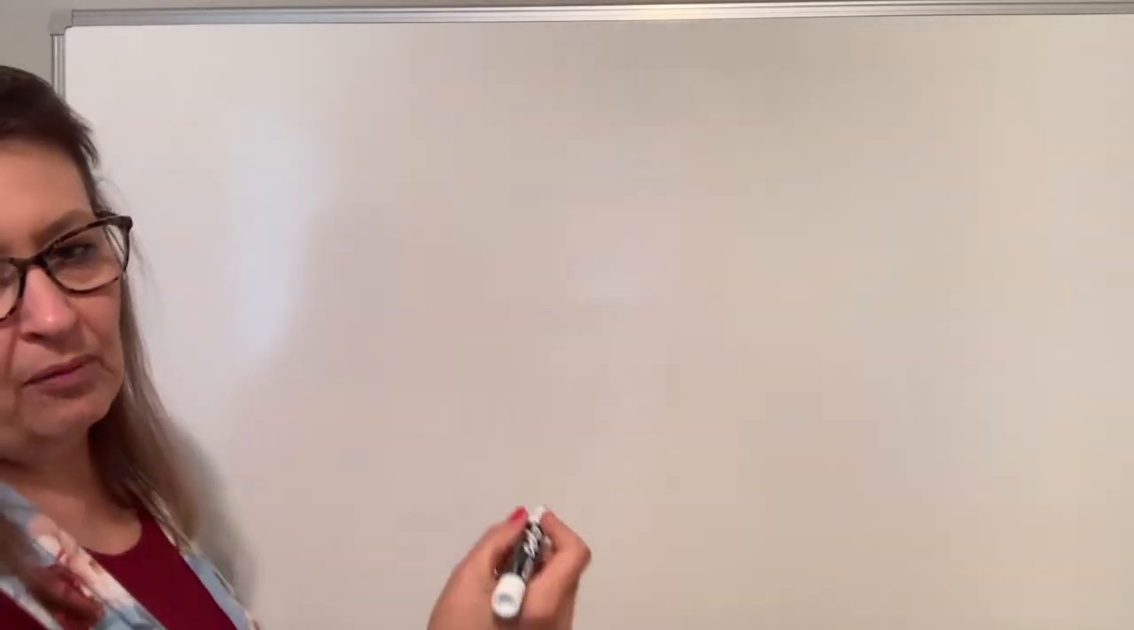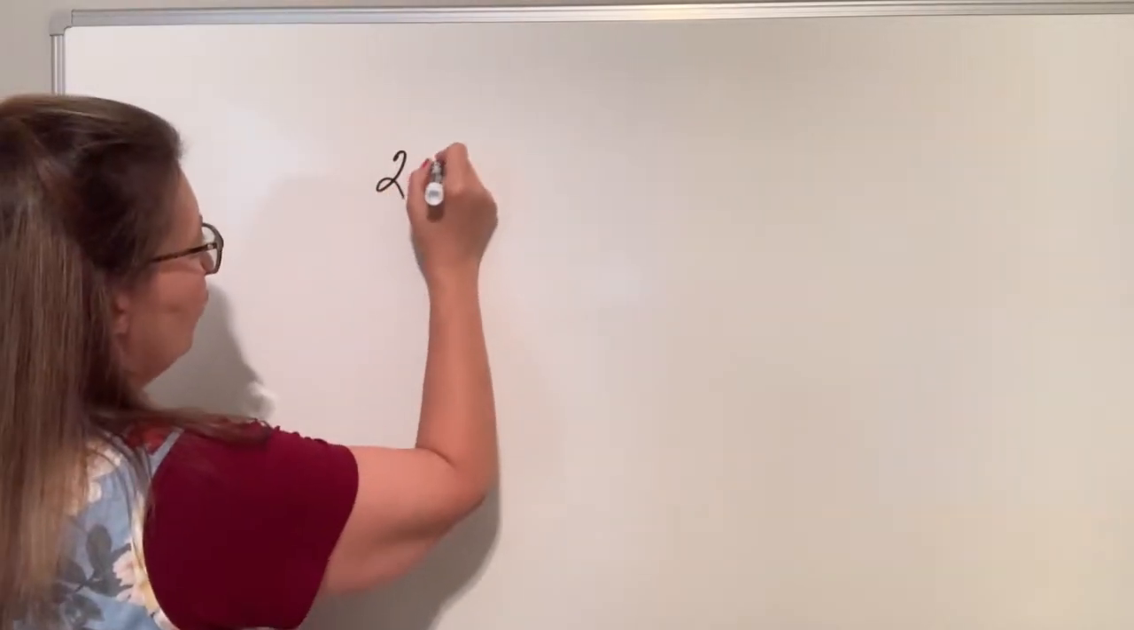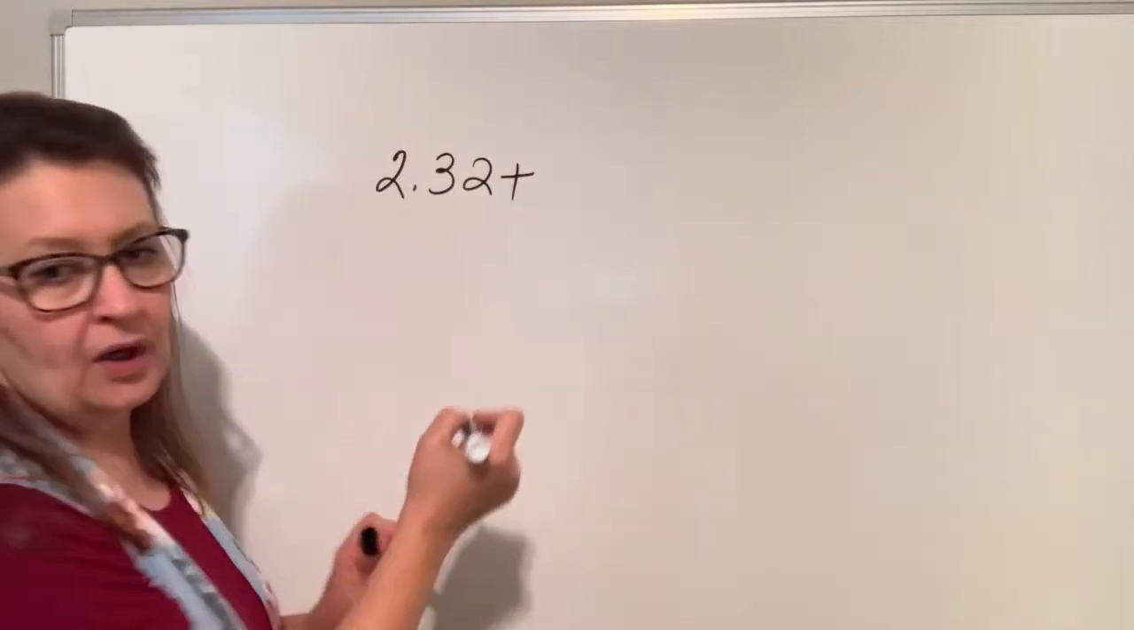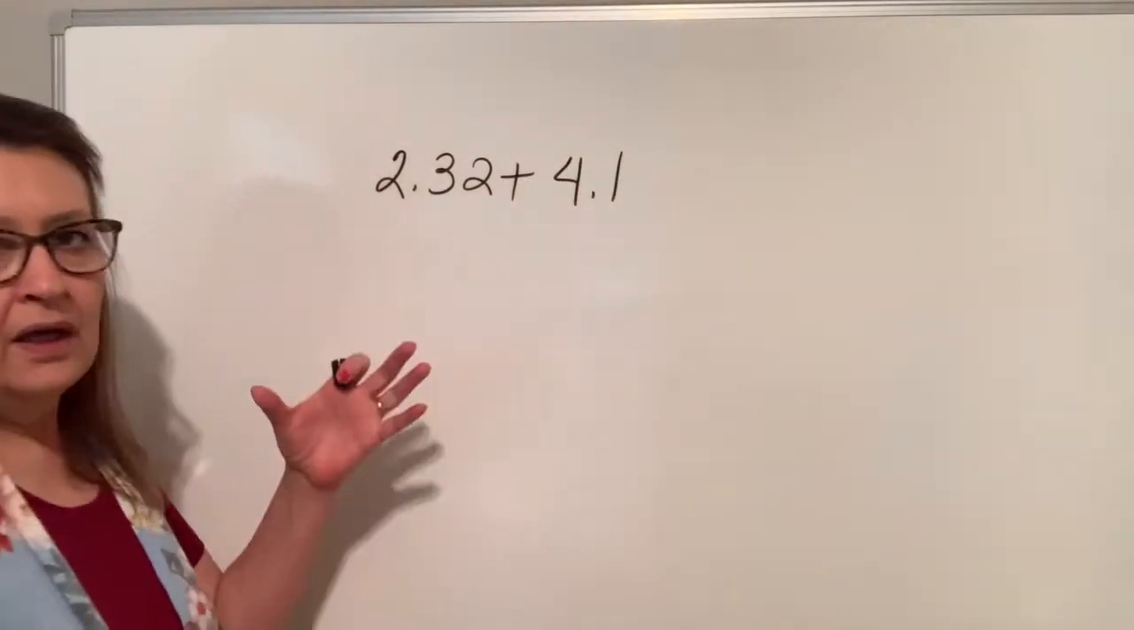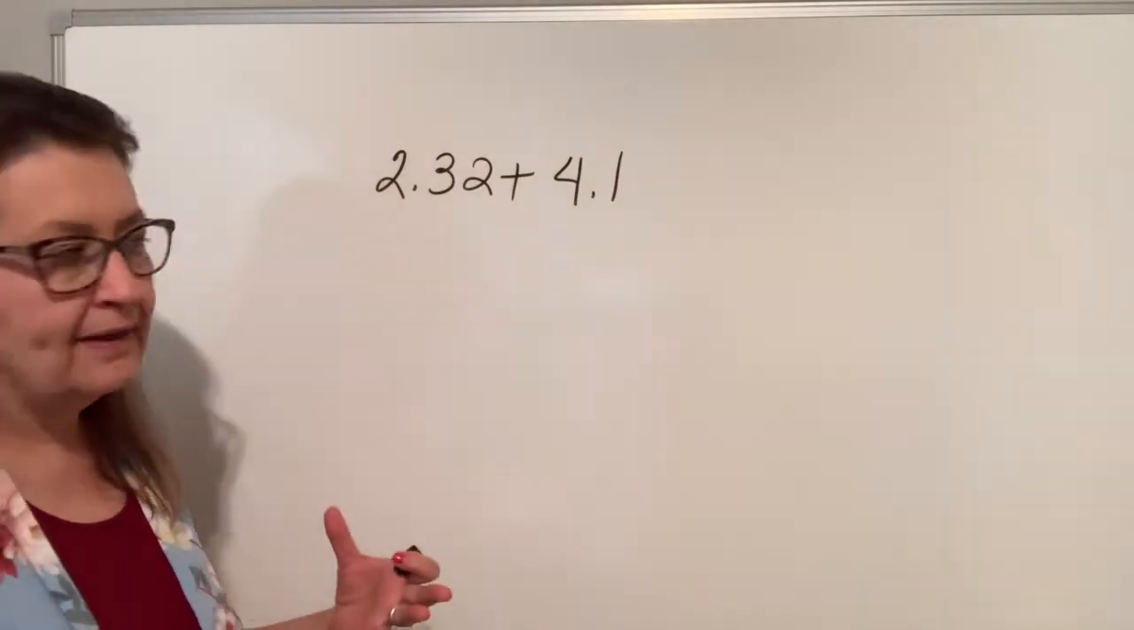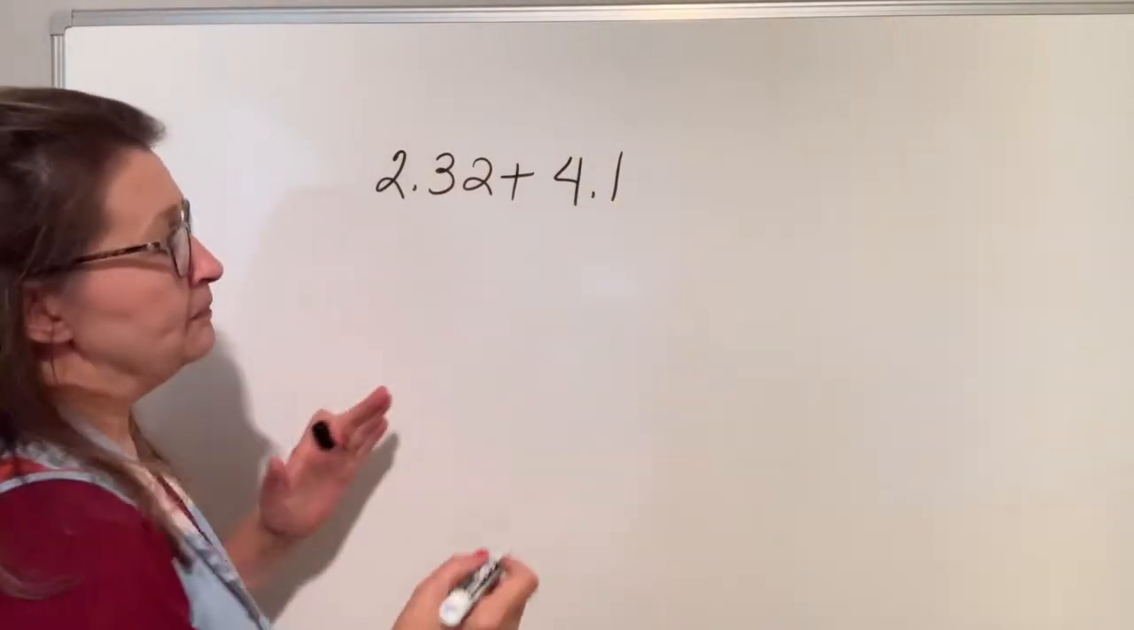So let's take a problem. Let's say 2.32 plus 4.1. Now the first thing I want to do is stack these, watching my decimal.